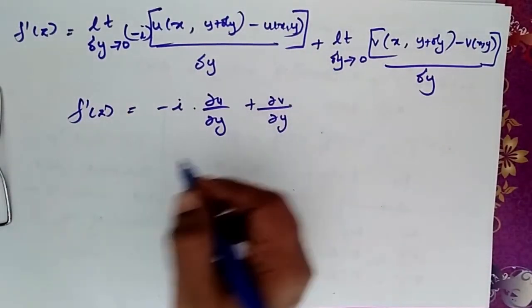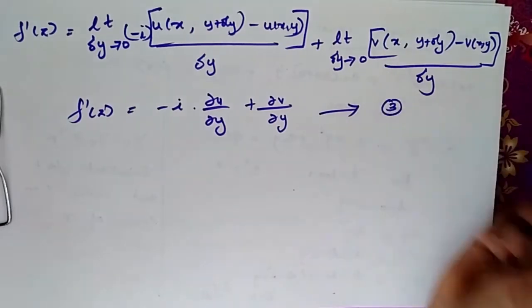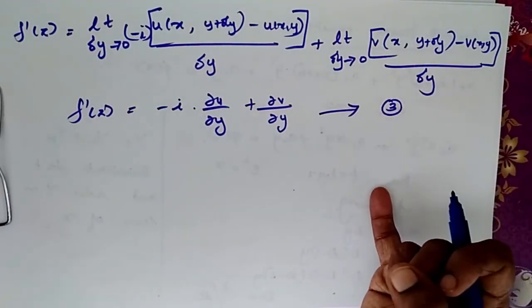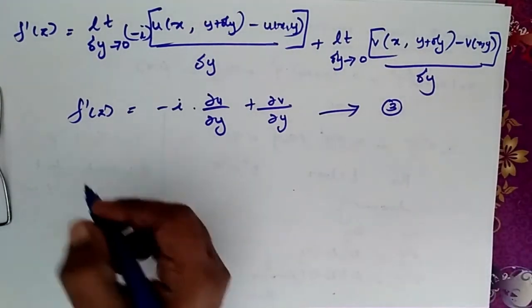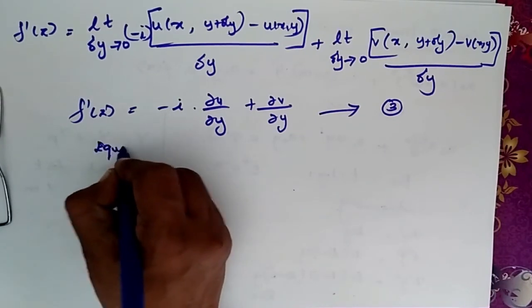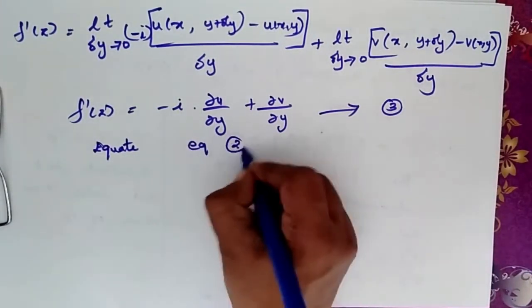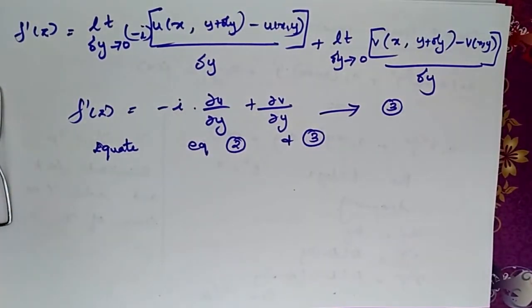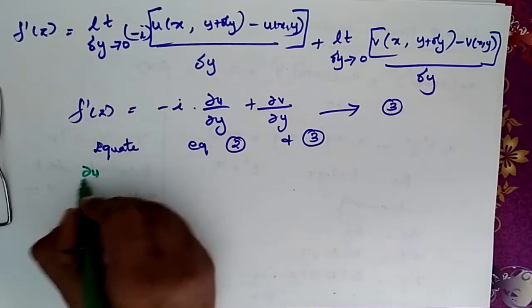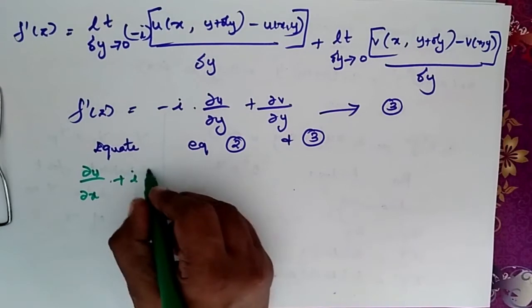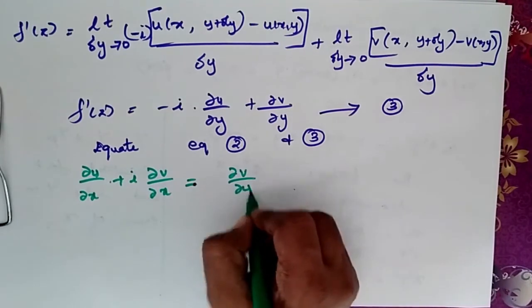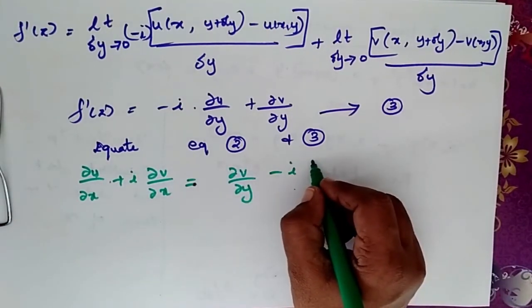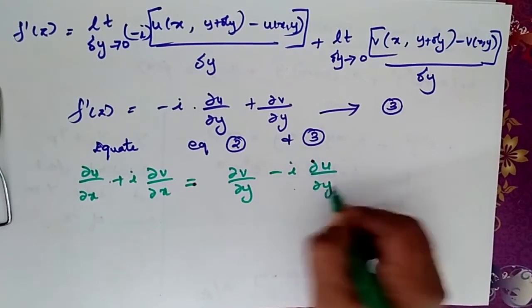Okay, this will be my equation 3. So I have equation 1, equation 2, equation 3. Now what we do is equate equation 2 and 3. So we get dou u by dou x plus i into dou v by dou x is equal to dou v by dou y minus i into dou u by dou y.